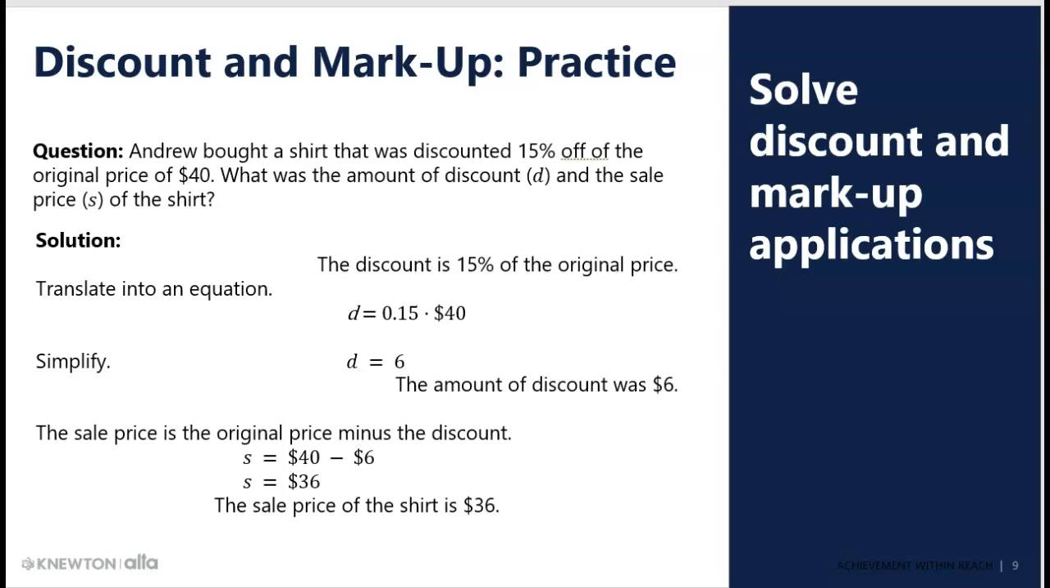All right, so here's another one. Andrew bought a shirt that was discounted 15% off the price of $40. What was the amount of the discount and the sale price of the shirt?